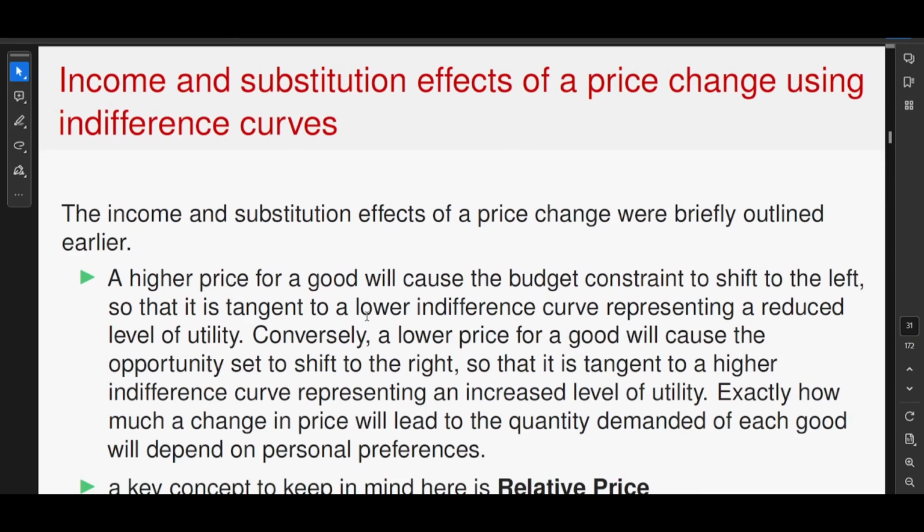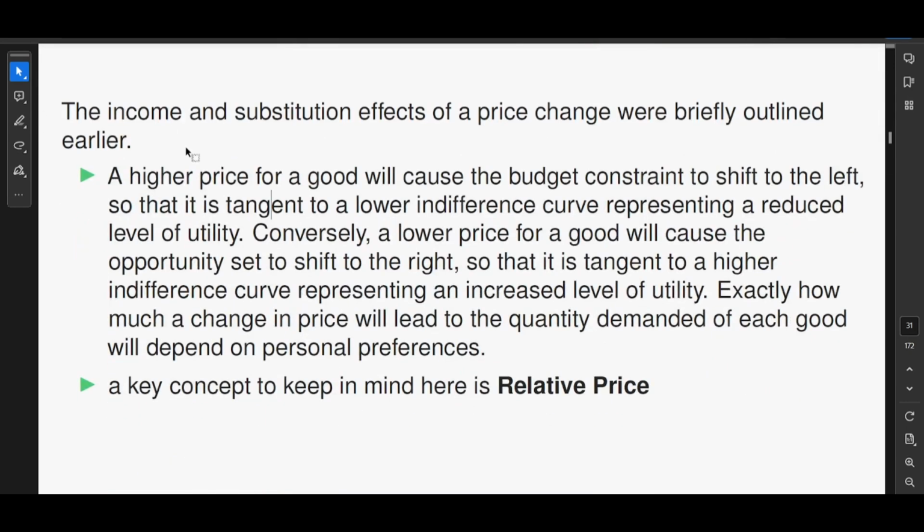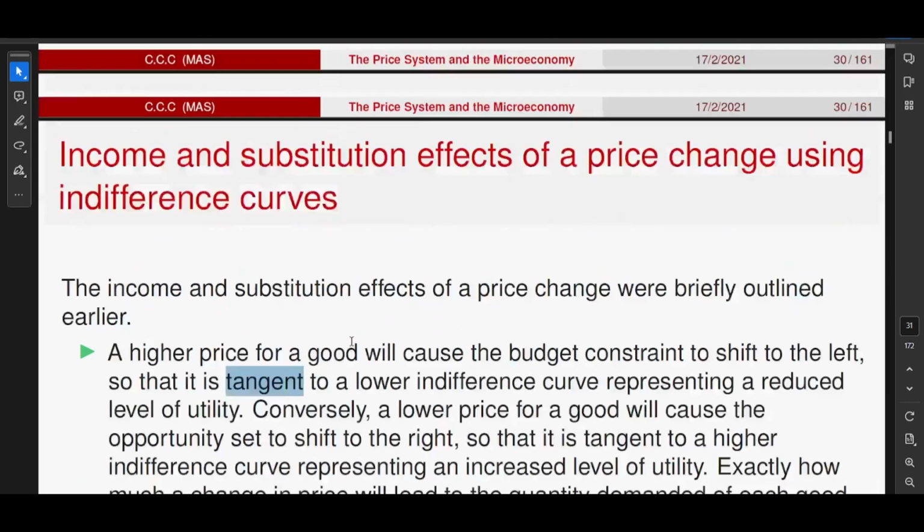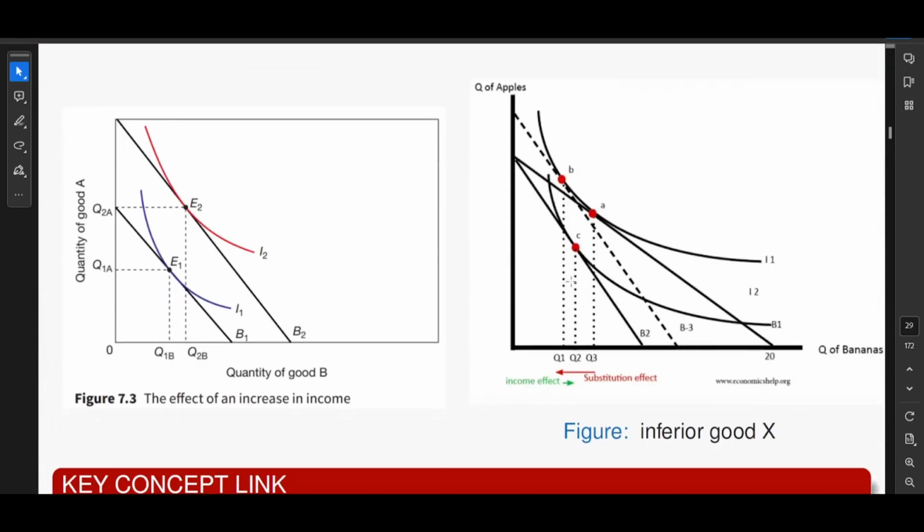Income and substitution effect of price change using indifference curve. It says the income and substitution effect of a price change were briefly outlined earlier. It says a higher price for a good will cause a budget constraint to shift to the left. So we went over this, right? So that it's tangent with a lower indifference curve, representing a reduced level of utility. Basically, in this situation, as your real income decreases, your budget will shift until, as we see, it's tangent with this new curve.